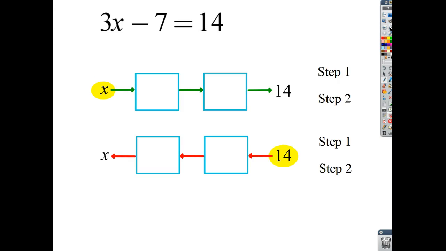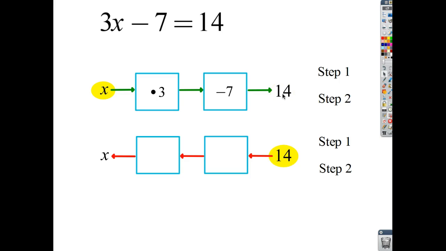So let's do this one. What I want you to do first is decide what my 2 steps are that I would use if I knew what X was. From X to get to 14, go ahead and tell me what those steps are. All right, looking at this, I know that first I'm going to multiply by 3. I'm going to take whatever X is and multiply by 3. That's what this says. And once I've done that, I'm going to subtract 7, and that gets me to 14.